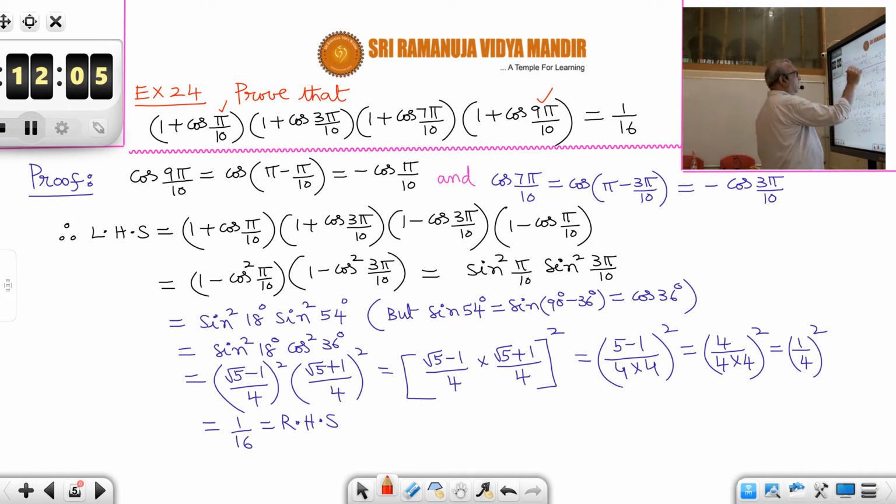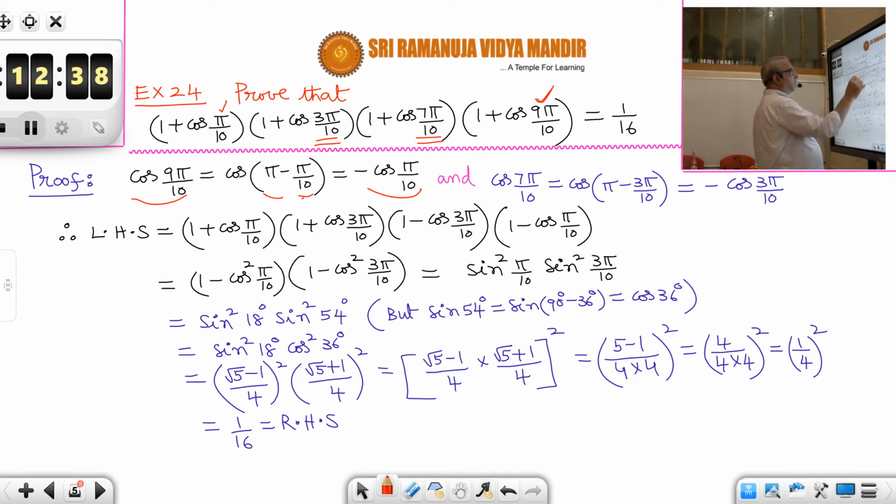Similarly, the second angle 3 pi by 10 and the angle in the third bracket 7 pi by 10. 3 pi by 10 plus 7 pi by 10 is 10 pi by 10, that is also pi. They are also supplementary angles. So therefore I am taking cos 9 pi by 10 separately. Cos 9 pi by 10 is cos of pi minus pi by 10. Cos of 180 minus theta is minus cos theta, so minus cos pi by 10.